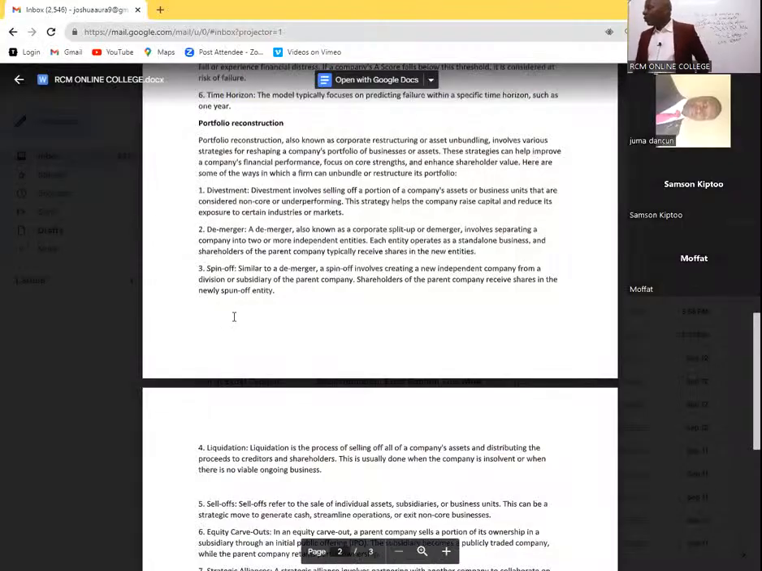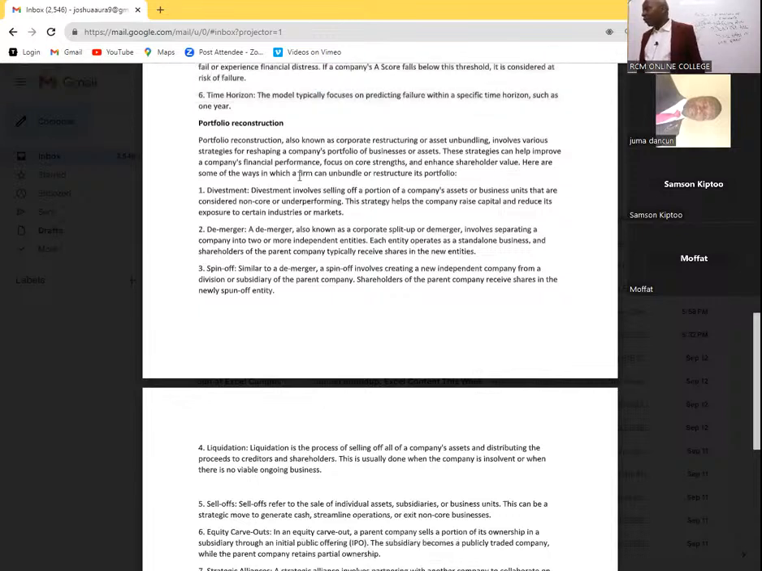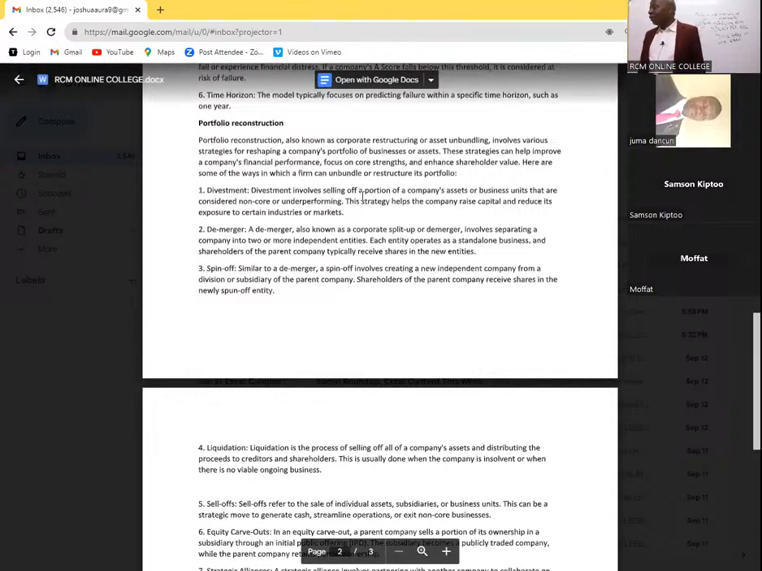Portfolio reconstruction is also known as corporate restructuring or asset unbundling. To bundle is to put together. To unbundle is to separate. When things are not working out, you separate. It involves various strategies for reshaping a company's portfolio of businesses or assets. These strategies can help improve a company's financial performance, focus on core strengths because you're going to sell some of those underperforming, and enhance shareholder value.